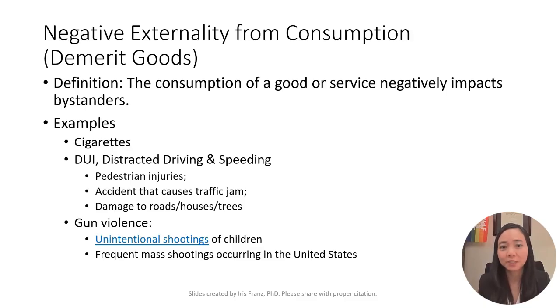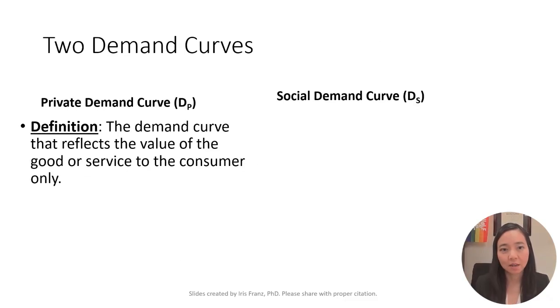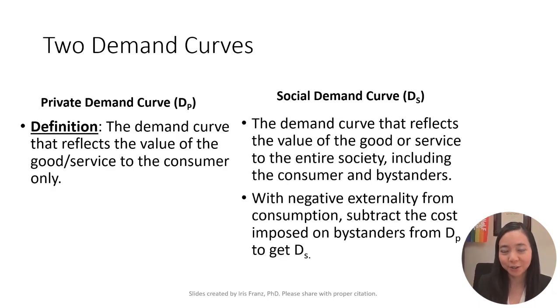In economics, we study demerit goods because markets alone often produce too much of these activities or goods, leading to deadweight loss. When we analyze externalities, it is important to distinguish between two demand curves. The private demand curve, labeled DP, reflects the value of the good or service to the consumer only. This is a demand curve we normally see in a free market. The social demand curve, labeled DS, reflects the value of the good or service to the entire society, including both the consumer and any bystanders affected by that consumption.